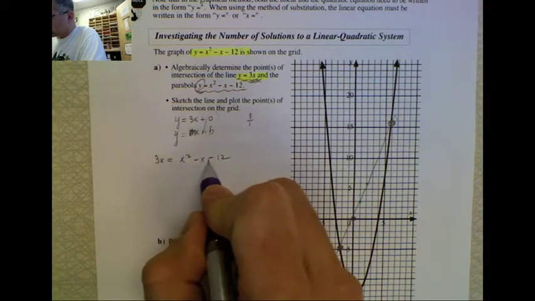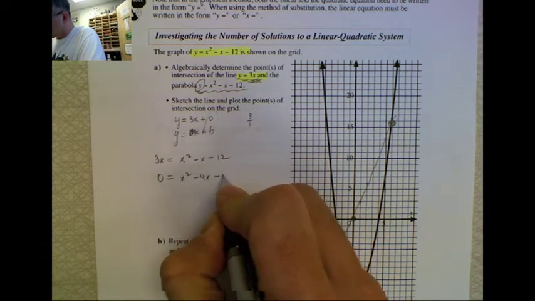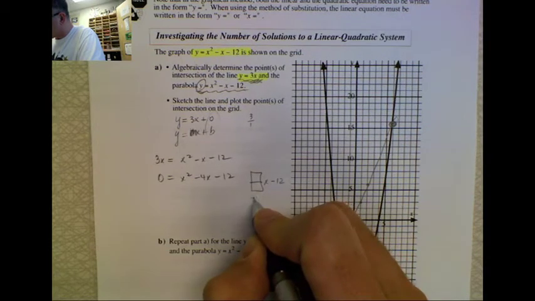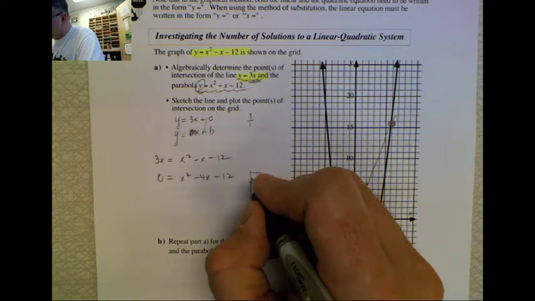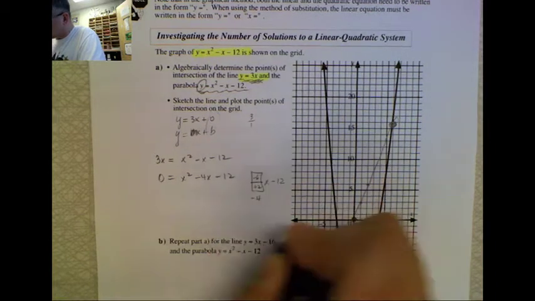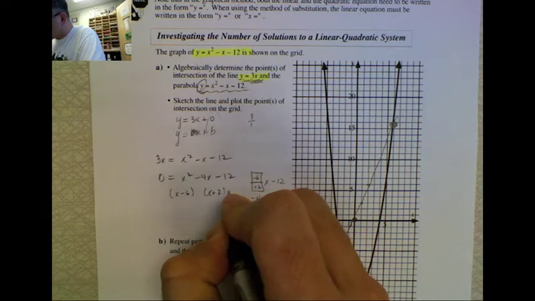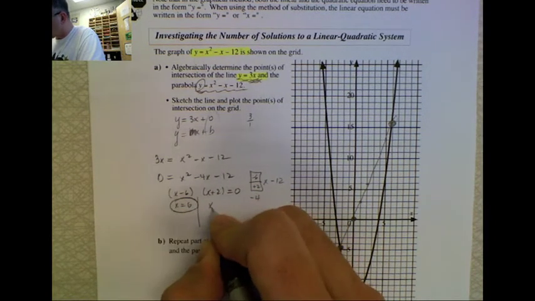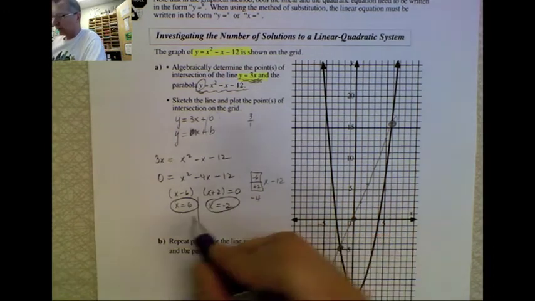So if I subtract 3x, I get 0 equals x squared minus 4x minus 12. I need two numbers that multiply to negative 12 and add to negative 4. In this case, we're going to get negative 6 and positive 2. So we get (x minus 6)(x plus 2). And if we solve these for x, we get an x value of 6 and an x value of negative 2. So I'm not done.